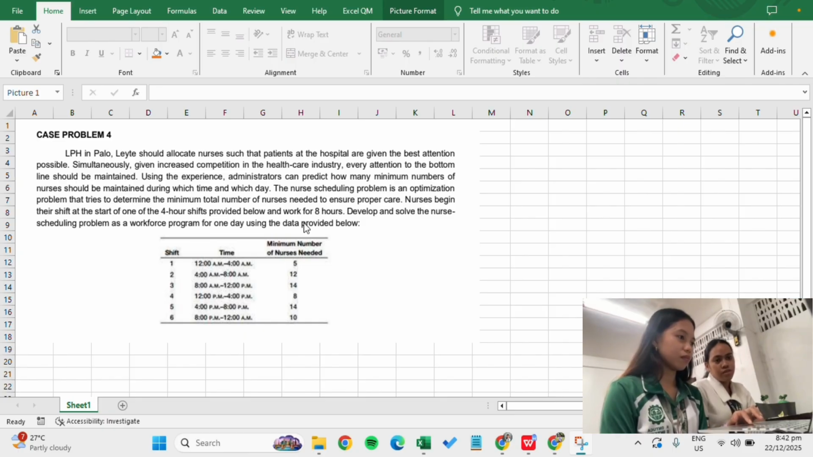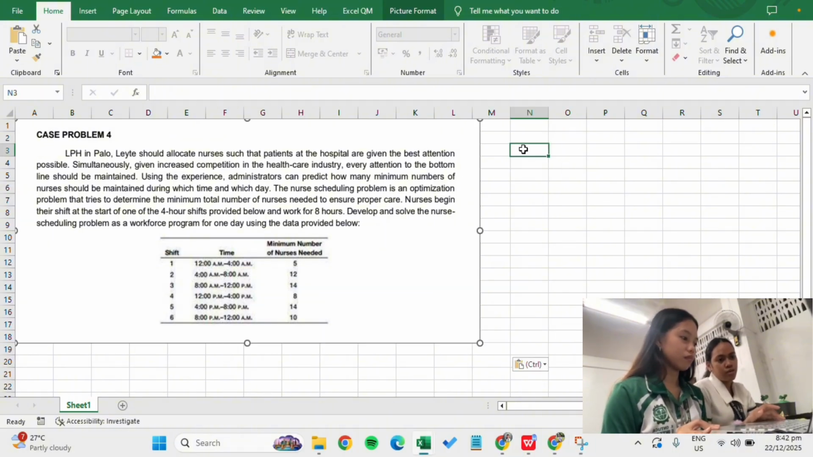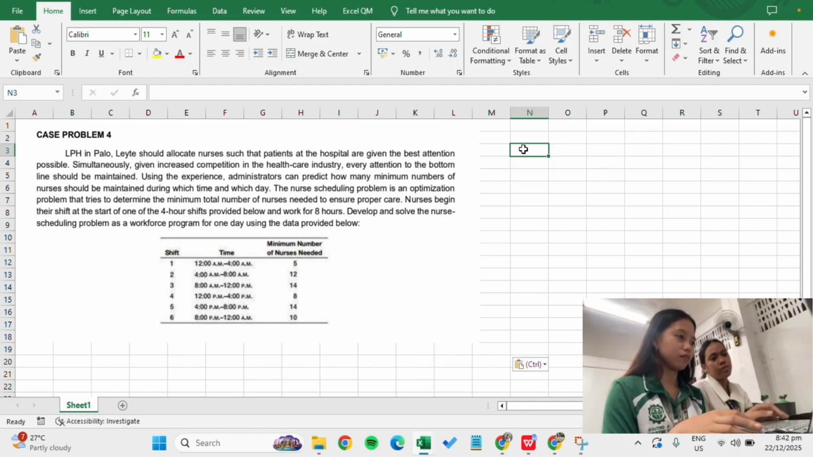Nurses begin their shift at the start of one of the 4 shifts provided below and work for 8 hours. Develop and solve the nurse scheduling problem as a workforce program for 1 day using the data provided below.